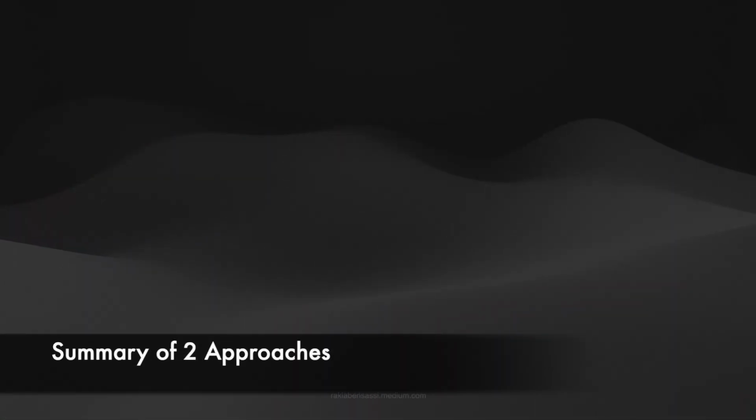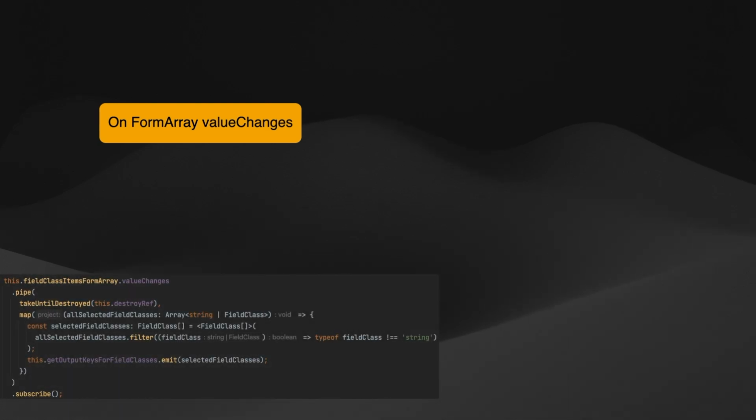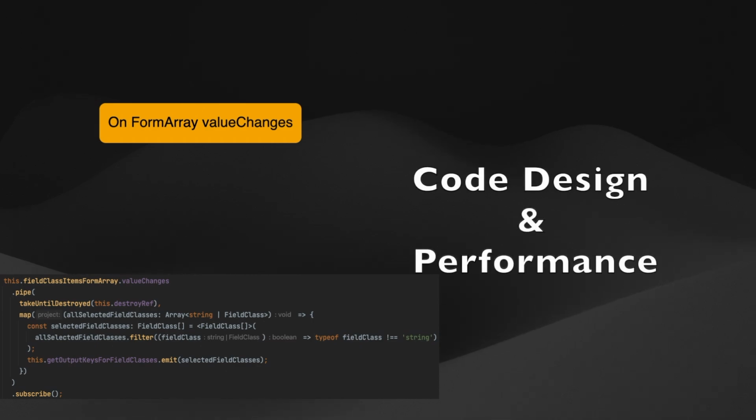Here is a summary of the differences between using the value changes event listener on the form array and the new approach with the onSelectItem method triggered by the option selected event in the mat autocomplete tag. The differences are quite significant in terms of design and performance.